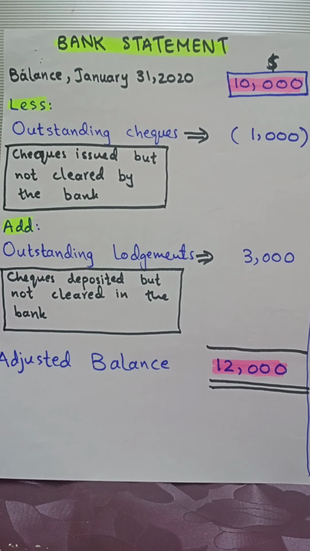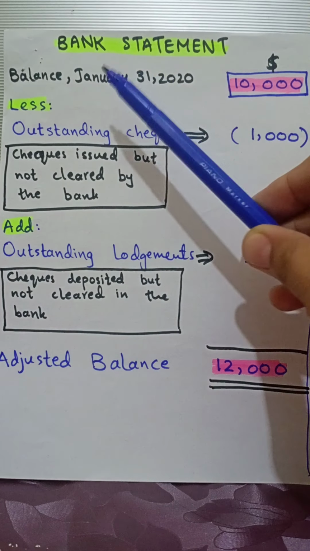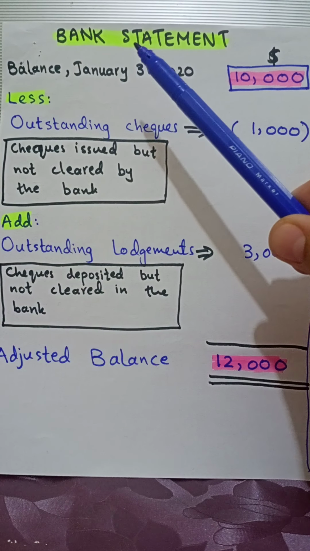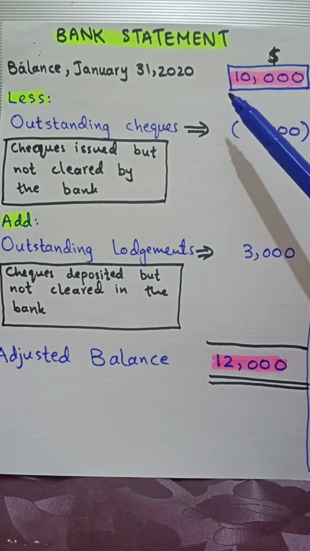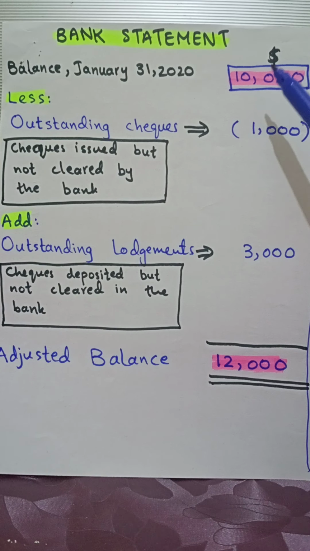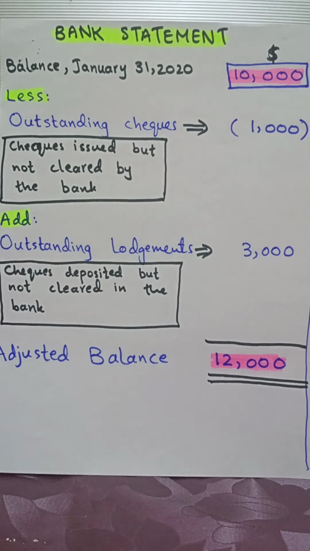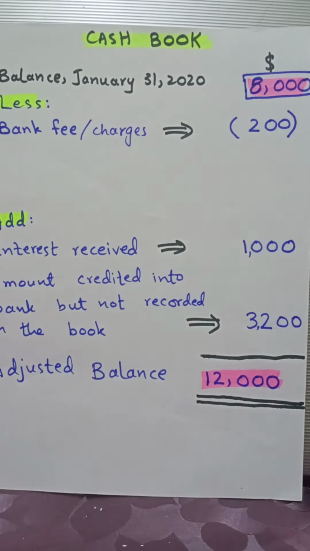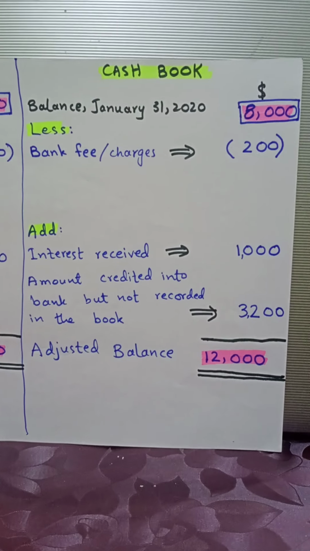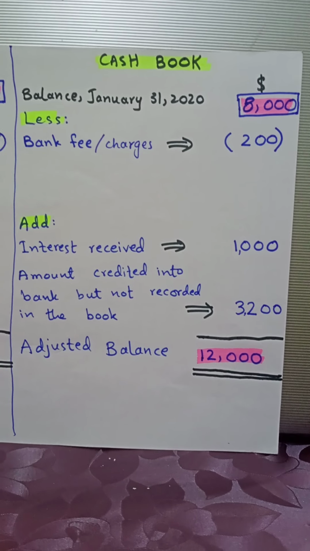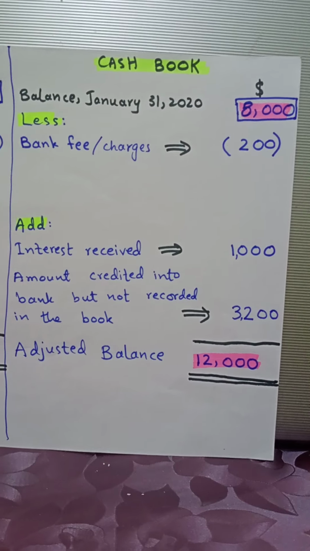So let's suppose you are running a business, and exactly on January 31, 2020, you check your bank statement and it shows a balance of $10,000 in your bank account. It means you have $10,000 cash in your bank account. On the other hand, your cash book, your accounting record, shows that you have $8,000 cash in your account.